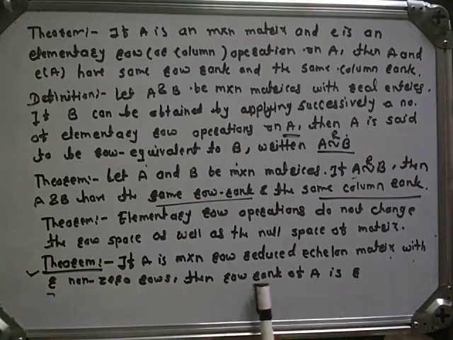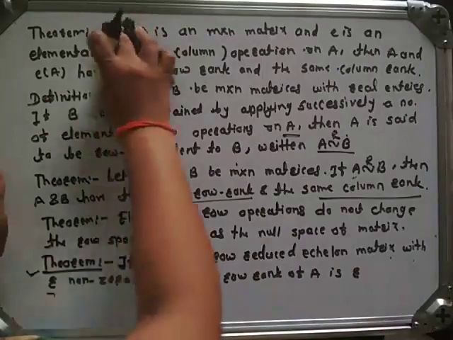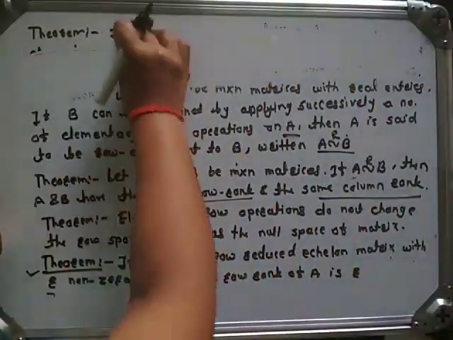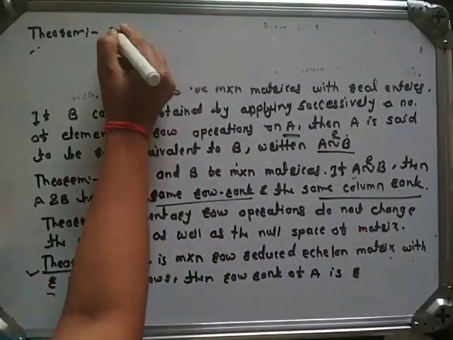Meaning, the row rank of A is the number of non-zero rows in the row reduced echelon matrix. Okay. Let us see the next theorem.